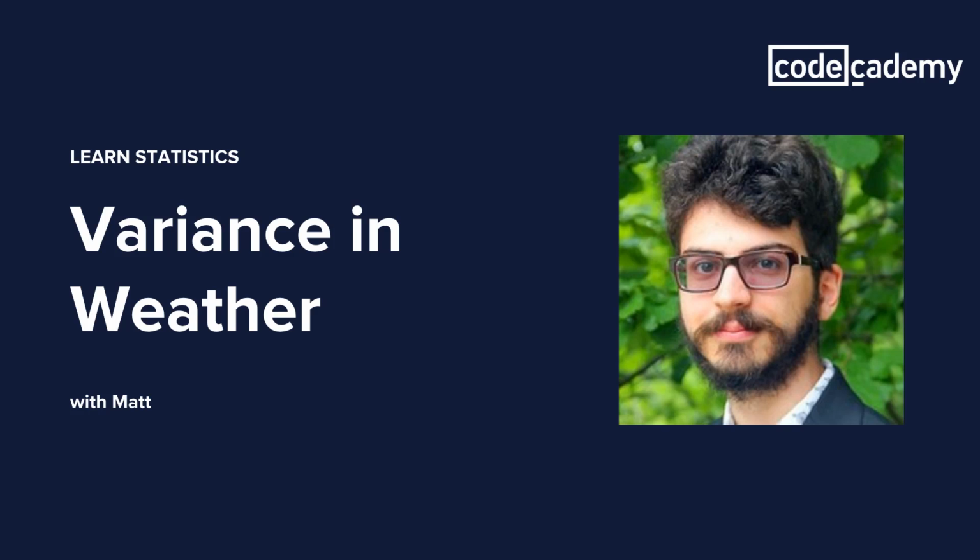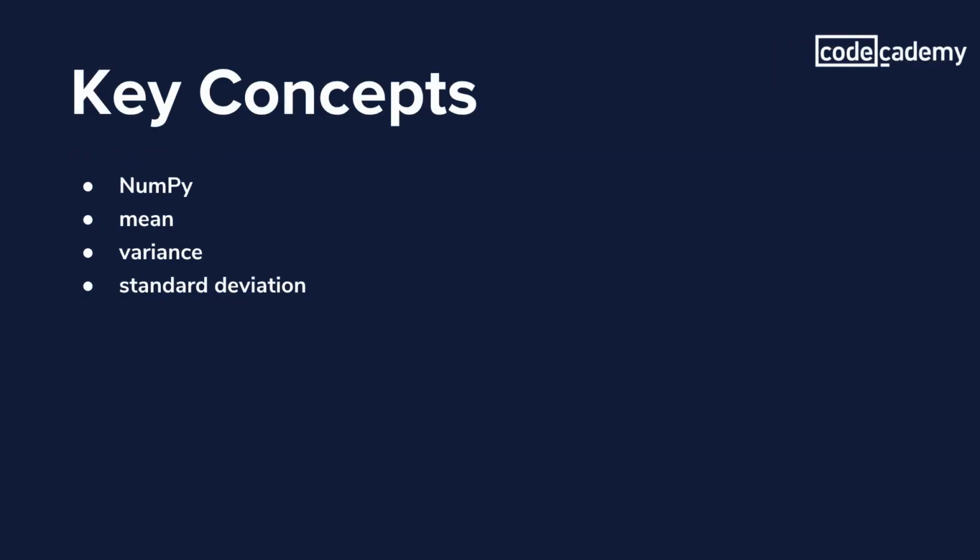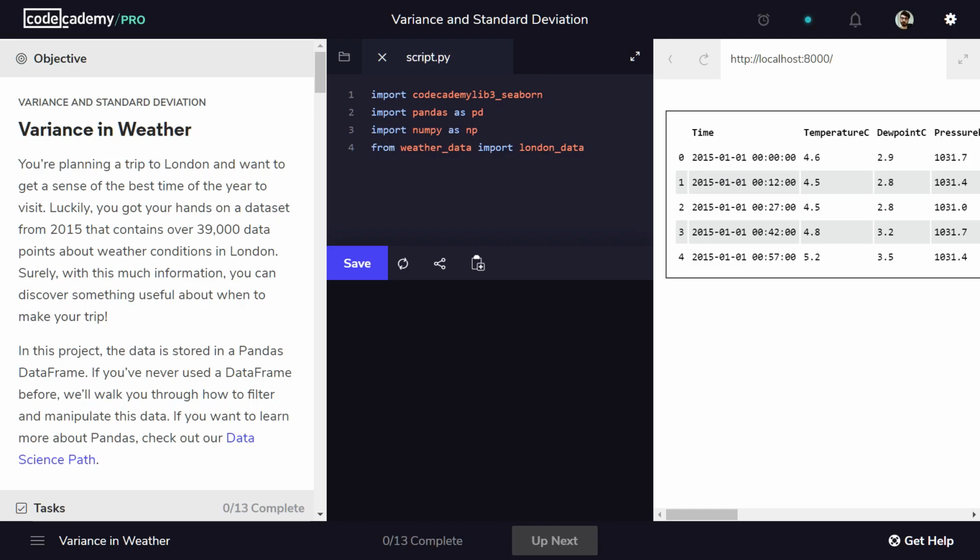In this video, I'll be walking you through the Variance in Weather project. To complete this project, you'll need to be familiar with NumPy and statistics terms like mean, variance, and standard deviation. Let's get started. In this project, we'll use the Python library NumPy to analyze weather data. We'll use variance and standard deviation calculations to determine which month is likely to have the most favorable weather conditions.